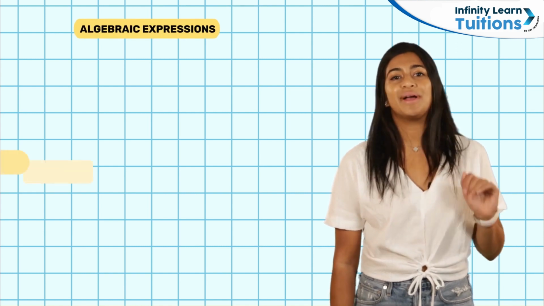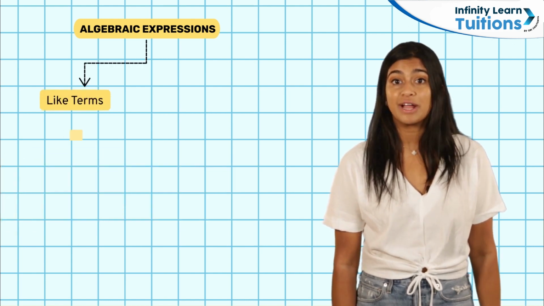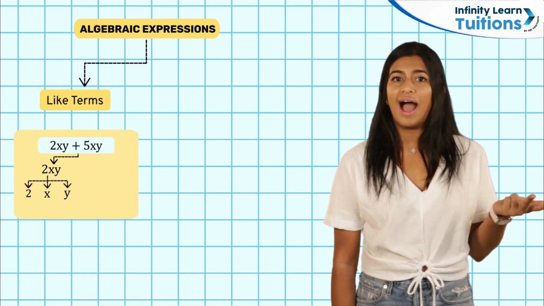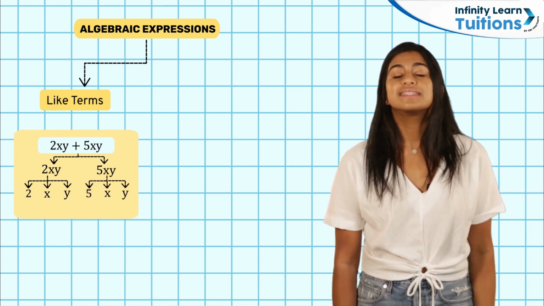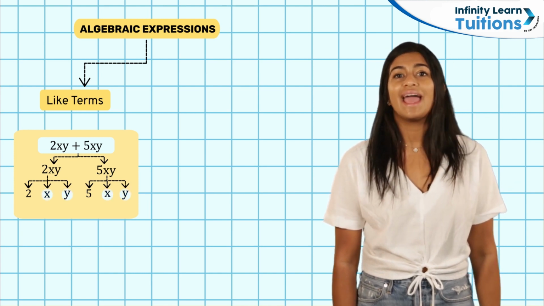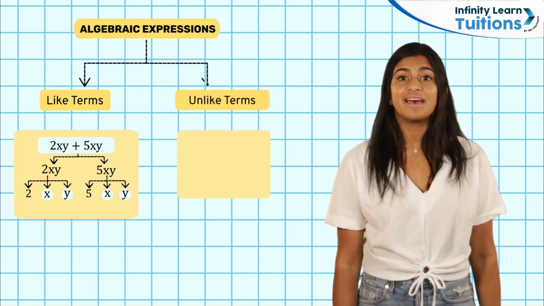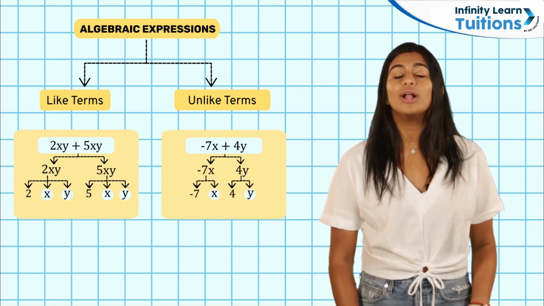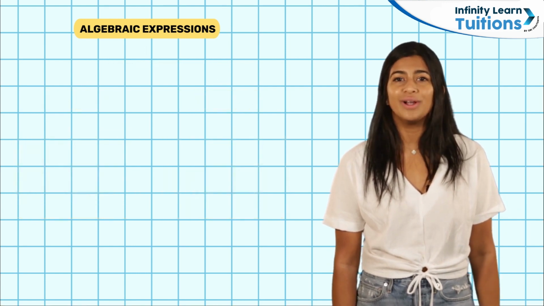When terms have the same algebraic factors, they are called like terms. For example, in this expression, the factors of 2xy are 2, x, and y, and the factors of 5xy are 5, x, and y. Since they have the same algebraic factors, that is x and y, 2xy and 5xy are called like terms. On the other hand, negative 7x and 4y have different factors, x and y, so they are called unlike terms.